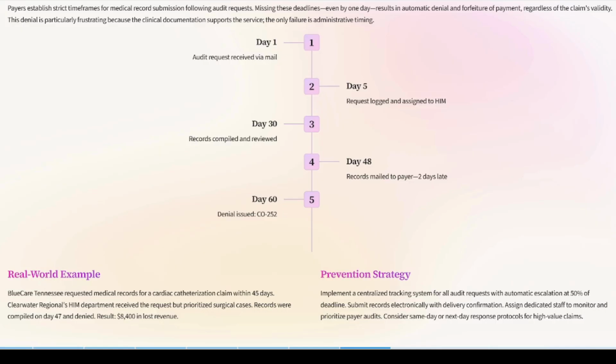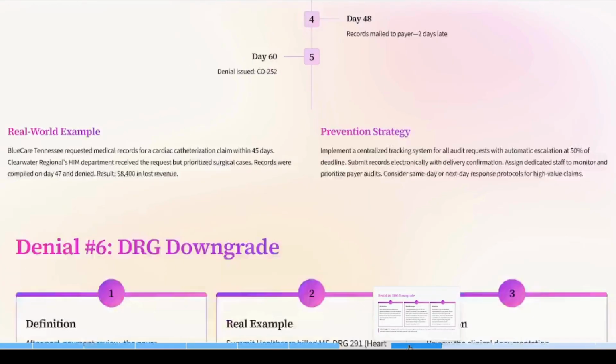Now, what is a prevention strategy to not lose that much in revenue? We should be implementing a centralized tracking system for all audit requests with an automated escalation at 50% of deadline. You should be submitting medical records electronically with delivery confirmations. Assign dedicated staff to monitor and prioritize payer audits. Consider same day or next day response protocols for high volume claims.